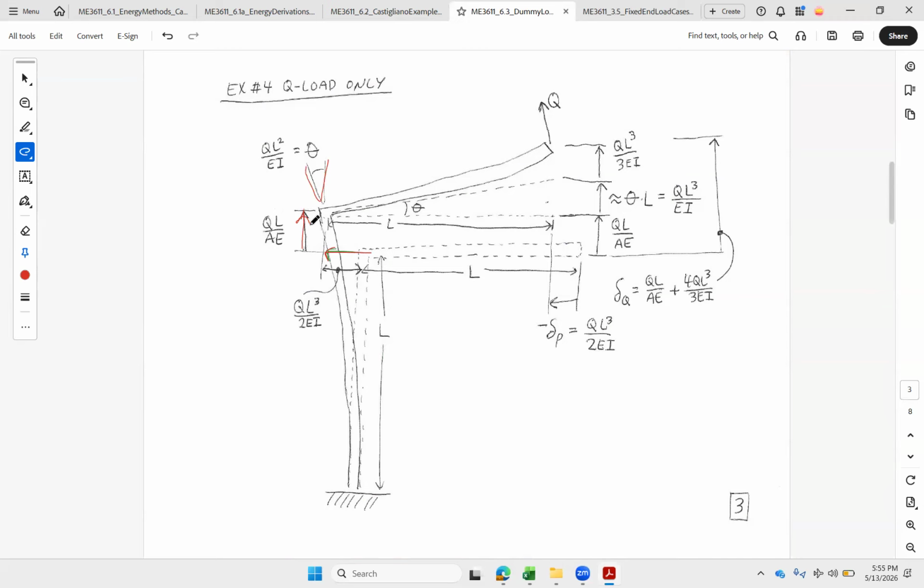Now, number 1, without doing anything on its own, that means it's been shifted up by the same QL over AE. It's been moved to the left by QL cubed over 2EI. And then when it rotates, it performs a theta times L rotation. So this theta times the same beam length means it moved up again. So it moved up when beam 2 stretched and when beam 2 rotated. Both of those add up to movement. And when beam 2 deflected to the left, it took the tip of beam 1 with it.